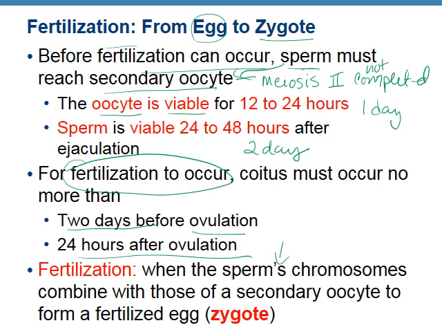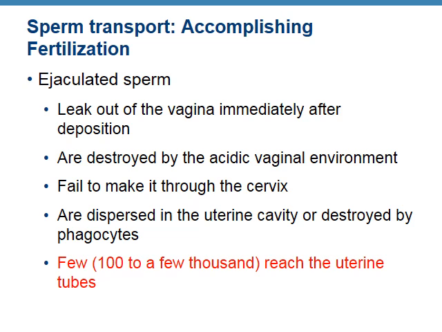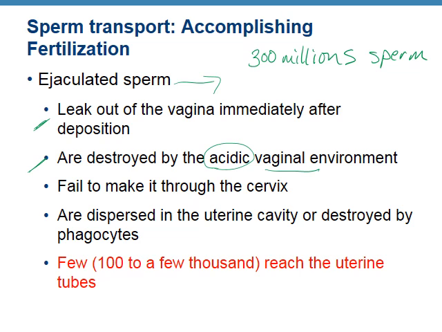So what is fertilization? When the sperm's chromosomes combine with the secondary oocyte and form a fertilized egg, which you're going to call a zygote. When we last spoke about sperm production, we talked about the fact that you could have hundreds of millions of sperm released during ejaculation. So of all of those hundreds of millions of sperm, what can happen to them? Well, some of them are going to get leaked out of the vagina immediately after they're deposited. Some are going to get destroyed. Remember, the vaginal environment is exposed to the external environment, so it's going to be a little bit acidic so that you can't grow bacteria or fungus in the vaginal canal.